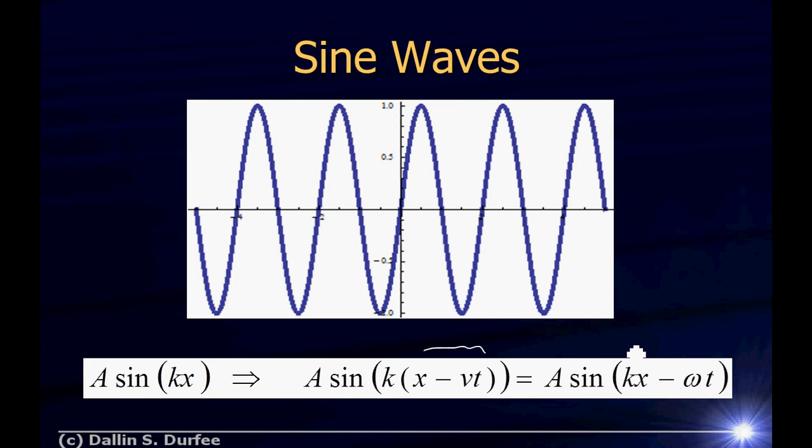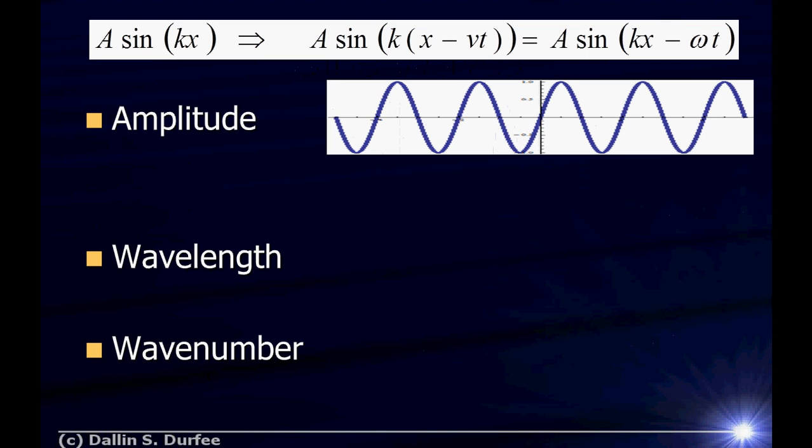We also usually like to write it this way. All we've done to go from here to here is we've taken the k and multiplied through. So we have k times x, and then we've defined this thing omega to be equal to k times v. So omega t is just k times v times t. Now, what does it all mean?